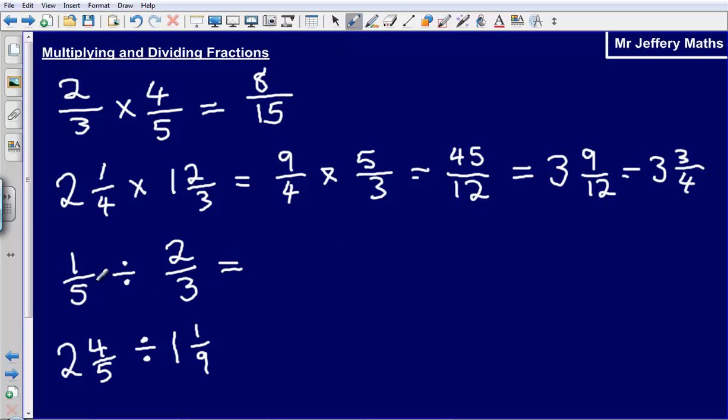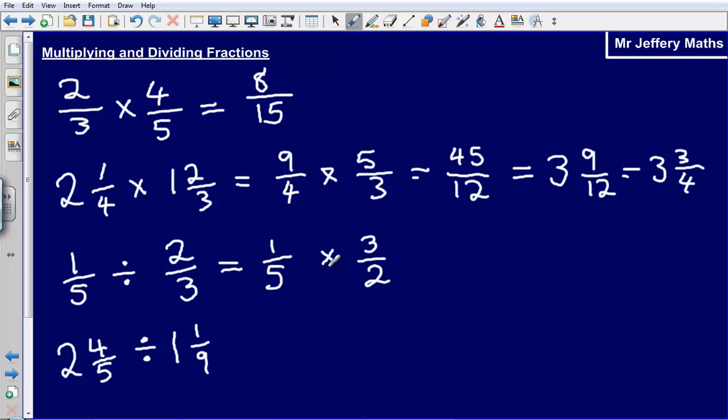Now when we are dividing, all that we have to do to make this quite an easy, straightforward bit of arithmetic is simply take the reciprocal of the fraction that we are dividing by. So 1/5 divided by 2/3, I'm going to take the reciprocal of 2/3. The reciprocal is just where we turn the fraction upside down, and by taking the reciprocal of 2/3, that turns it into a multiplication sum.